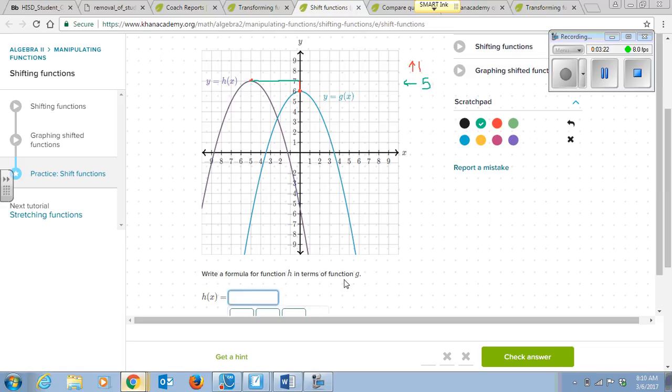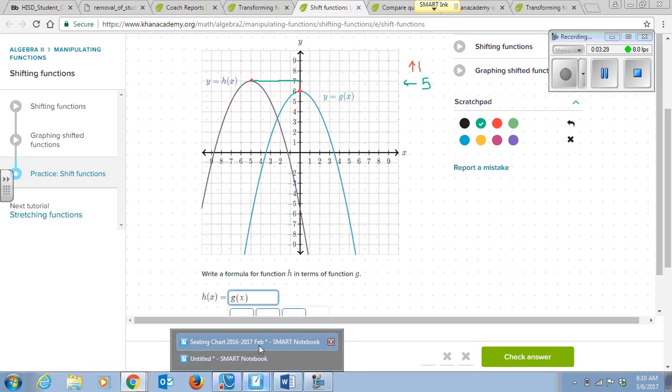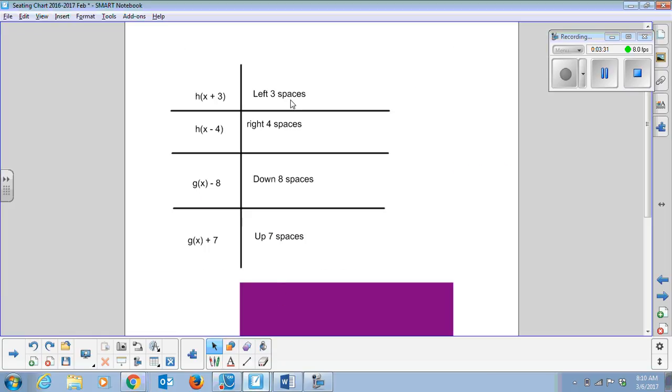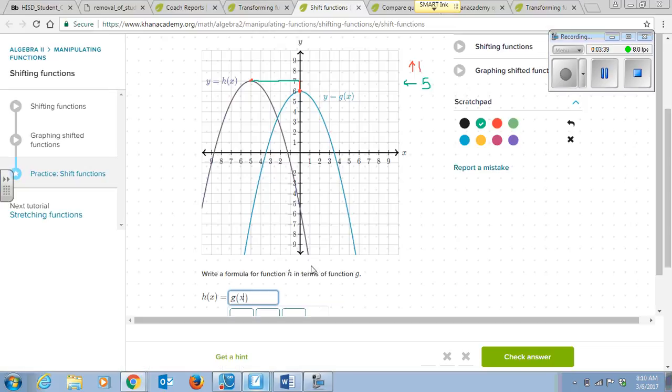Again, we're starting with g of x, so I'm going to write g of x. Going back to our table, we're saying that we're going left, which means I need to have a plus number inside my parentheses. So for us, we're going to put plus 5 because we went left 5 spaces. And then getting out of that parentheses, we're looking at the shift up or down, and this one the sign was straightforward, so it should just be plus 1.